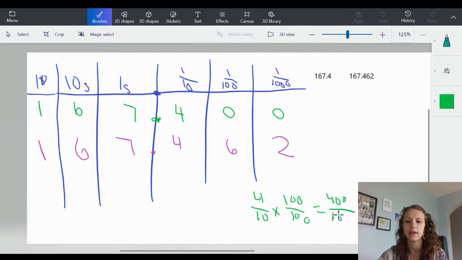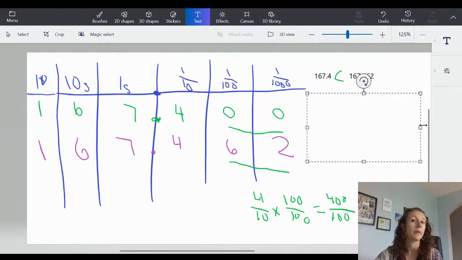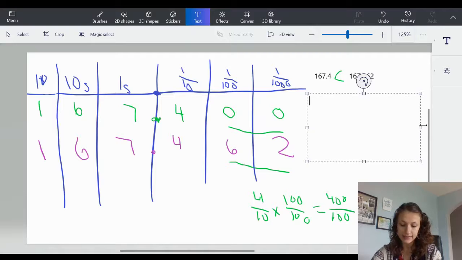Okay, so now that I know that this is really the same as 400 thousandths, now I can look at my place values. I have the same amount of hundreds, the same amount of tens, the same amount of ones, the same amount of tenths, but my 167 and 462 thousandths has 62 thousandths more than my 400 thousandths. So we can say that 167 and 462 thousandths is larger. Let's go ahead and look at 2 more, and we'll talk through these. And remember, we can always use that place value chart as a support.